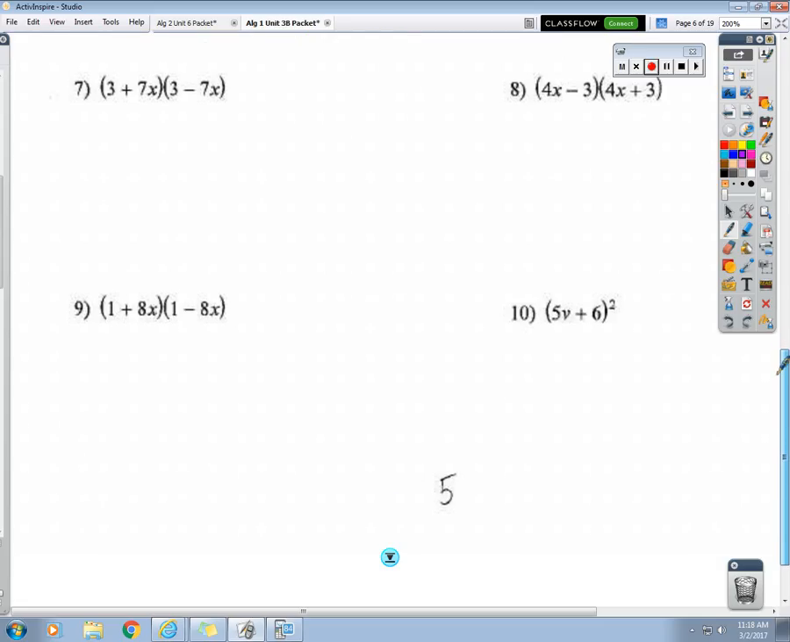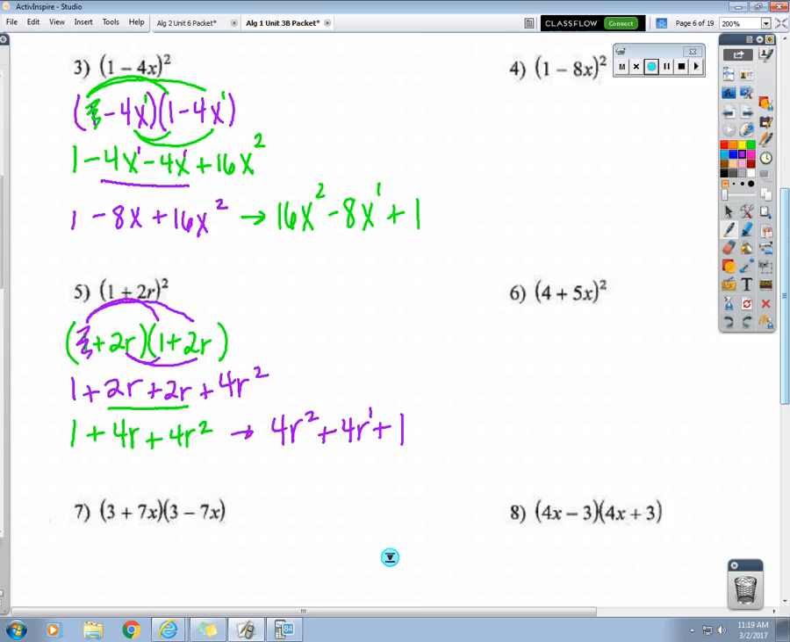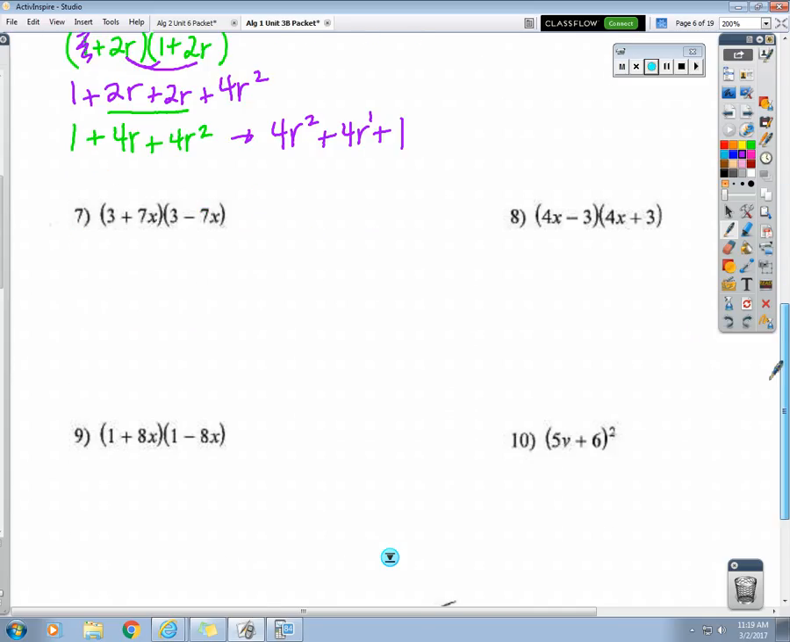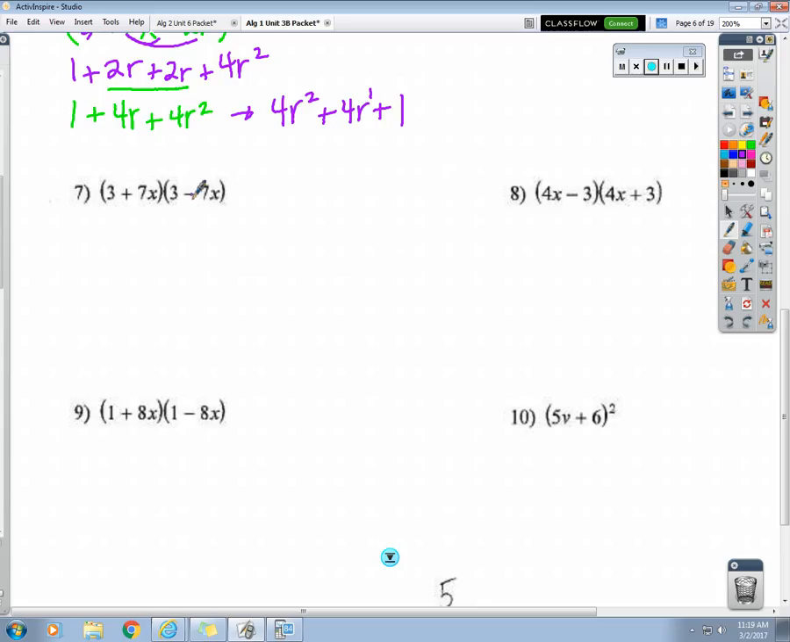Okay, number 7. Why were they not able to just simply write 3 plus 7x squared on this one? Right, they're not identical. This one's 3 plus 7x. This one's 3 minus 7x. You're only able to write it out once and square it if they're identical, like 1 minus 4x, 1 minus 4x, 1 plus 2r, 1 plus 2r. If they're different in any way, like the sign, you can't just square it because they're different.